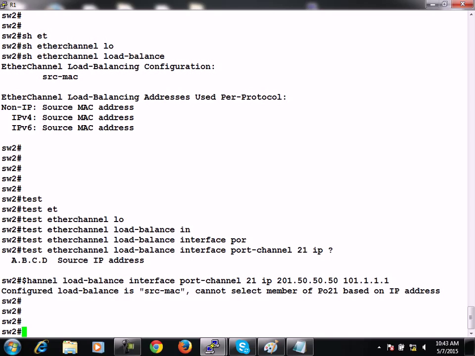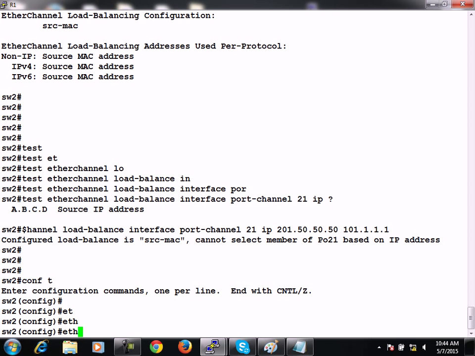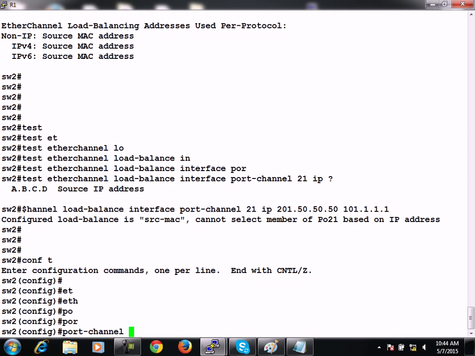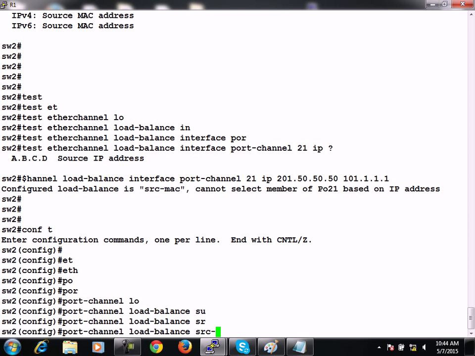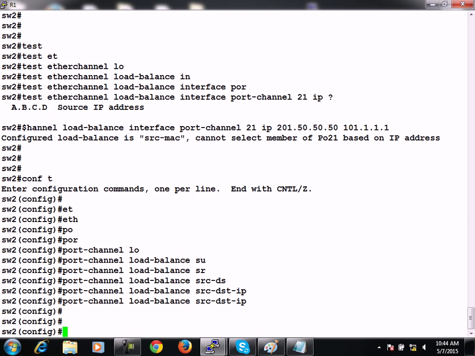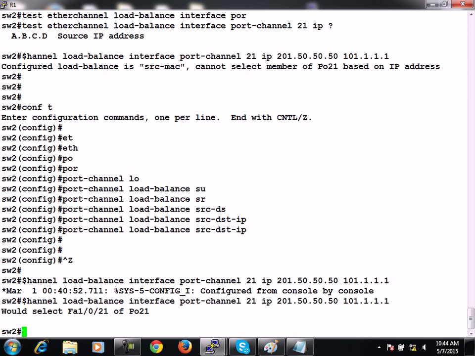If you are using IP addresses to perform load balancing, then to test your load balancing you will be using IP addresses. Fine. So it will depend on conditions, on your configuration actually. If you want to use the combination of source and destination IP address, then again you have to say port-channel load-balance src-dst-ip, and after you configure this command, you see it will show you that 21 will be your exit interface. Fine. So in this way you can test all these things.